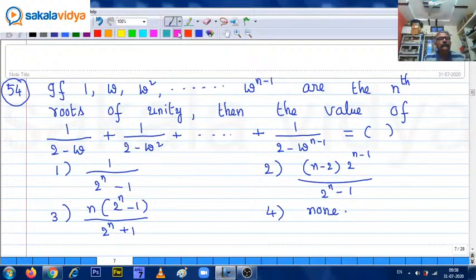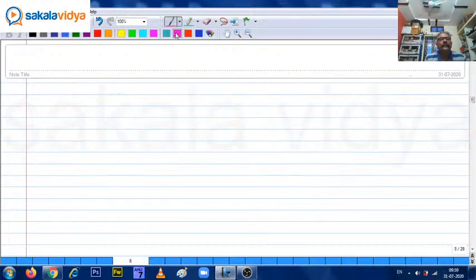See, 1, omega square, and so on, omega to the power of n minus 1 are the nth roots of unity. Then the value of 1 upon 2 minus omega plus 1 upon 2 minus omega square plus so on plus 1 upon 2 minus omega to the power of n minus 1 needs to be found out. So let us find out. This is the 54th solution.